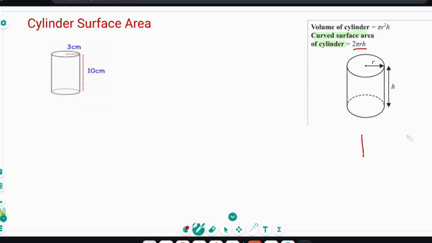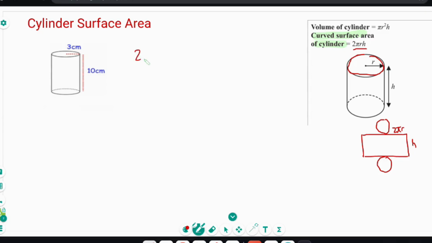Because if you've found the net of the cylinder, h is the height. You've got a rectangle which forms the curved part of the cylinder. To find the area of a rectangle, it's base times height. But the base is the same as the circumference of this circle, so this is 2 pi r. That's why the formula is 2 pi r h.